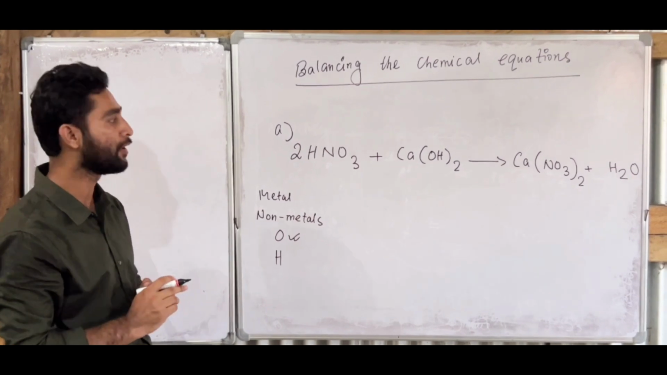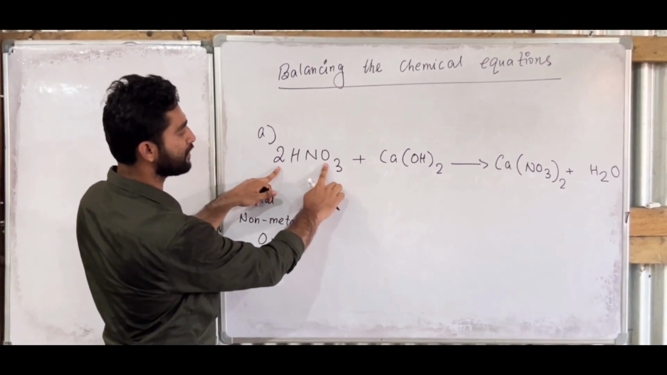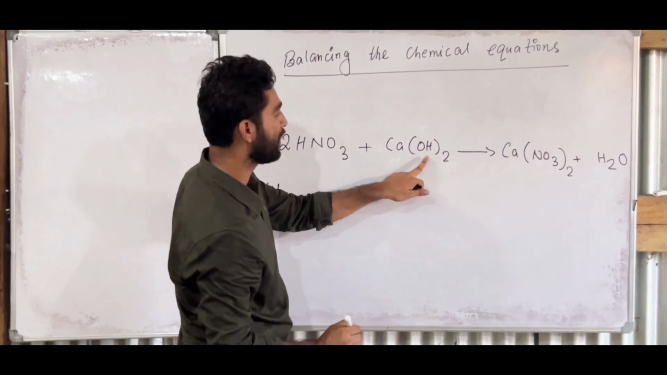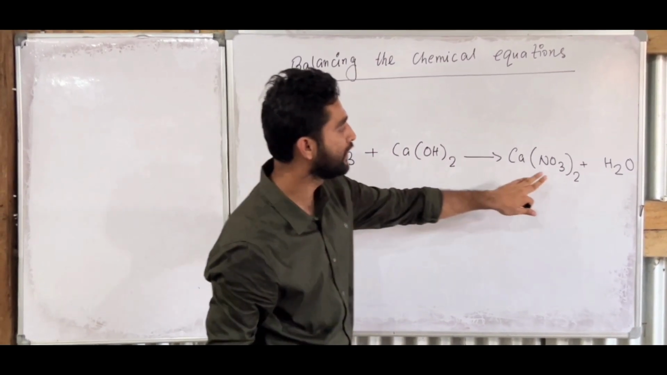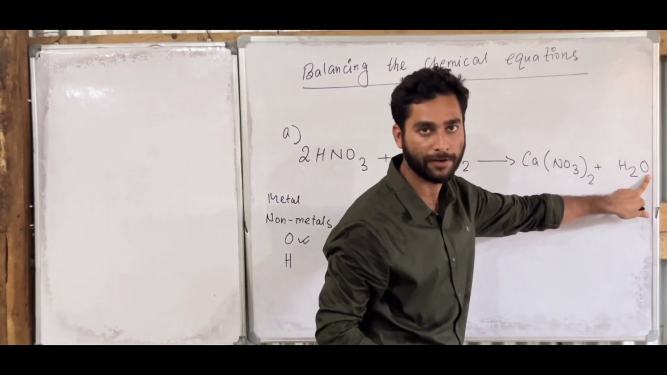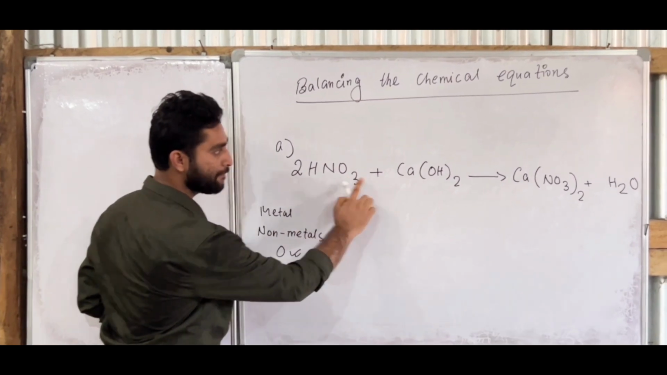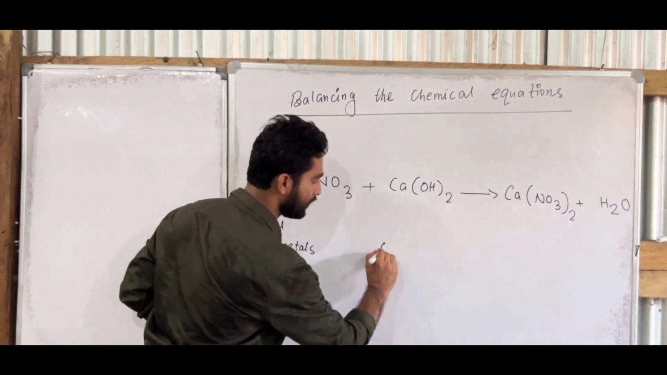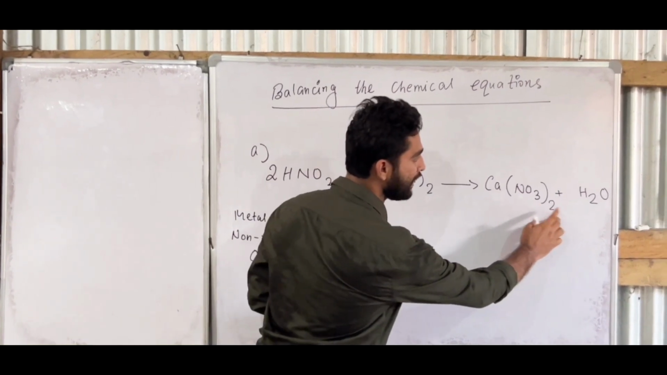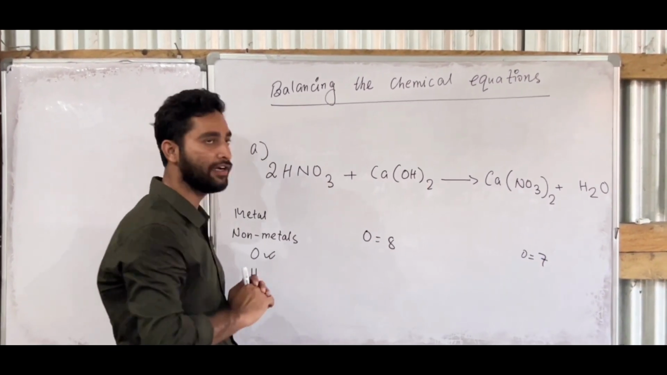Now you count the number of oxygen. Here how many oxygen are present? 3 2s are 6, so 6 oxygen is present. Plus 2, 6 plus 2, 8 oxygen. This side how many? 3 2s are 6 plus 1 means 7. See again, here oxygen 3 2s are 6 plus 2 means 8. This side oxygen is present 8. But this side oxygen how many? 3 2s are 6 plus 1, 7. So oxygen is not in the balanced form.